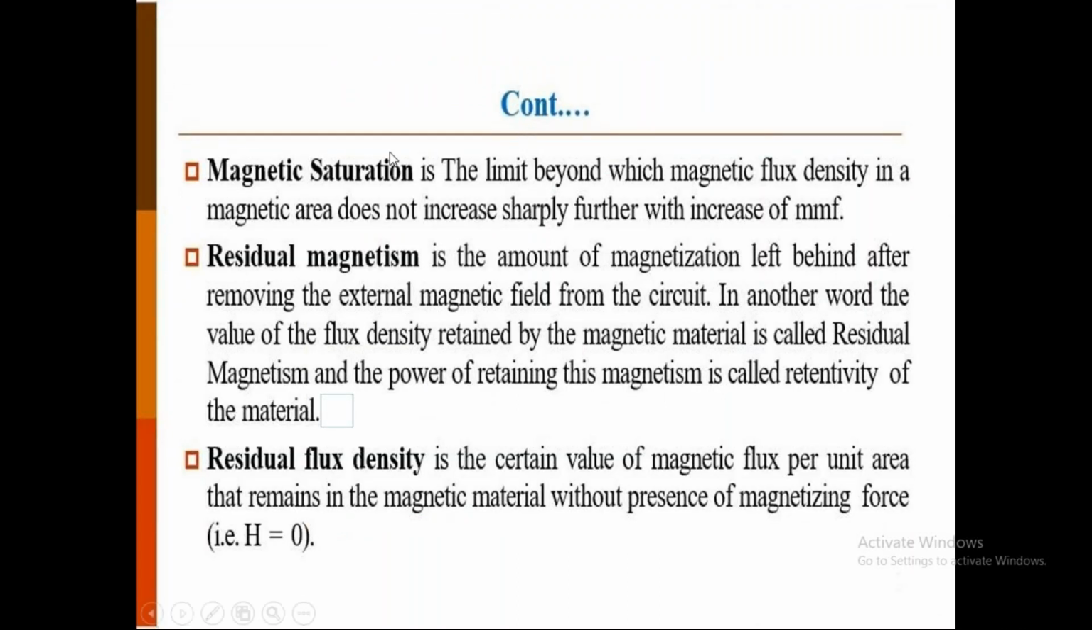Now, different parameters are involved here. What are the parameters? One is magnetic saturation, then residual magnetism, and residual flux density. These parameters you can see in generators. Okay, I will explain that in a simple manner.